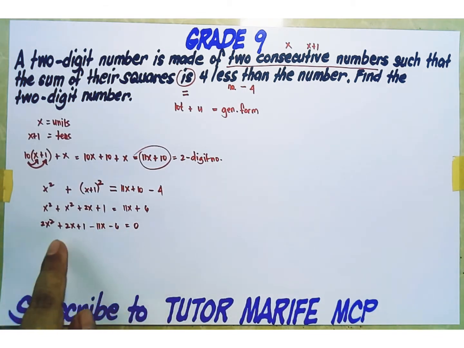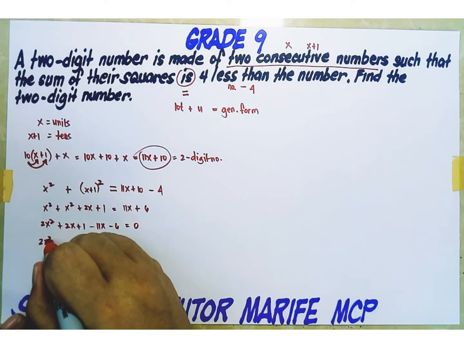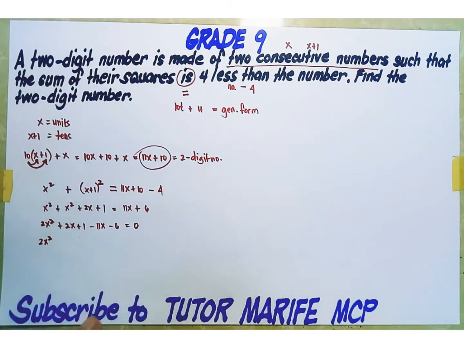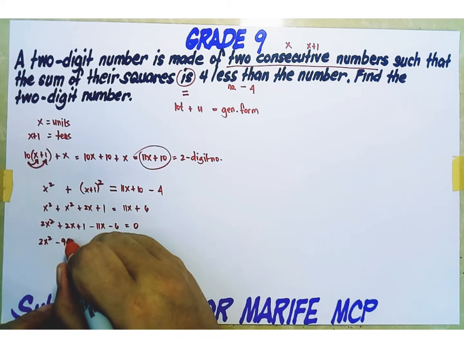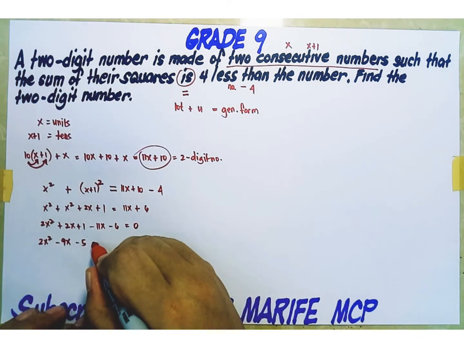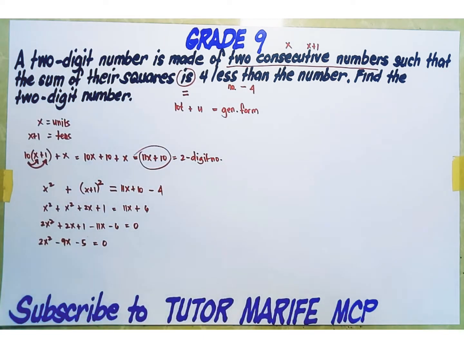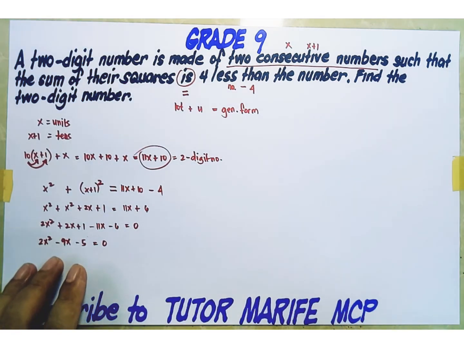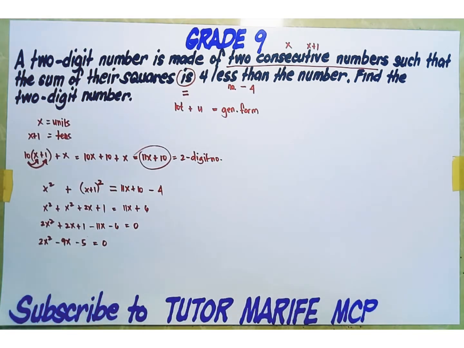Then simplify the left side by combining like terms. We now have 2x squared. 2x minus 11x is equal to negative 9x. 1 minus 6 is equal to negative 5. Equals 0. We now have a quadratic equation expressed in general form. And we can solve for x using factoring method, completing the square method, or quadratic formula method.